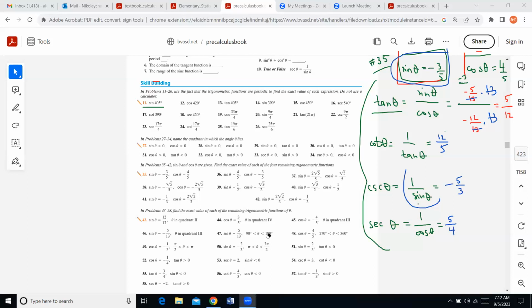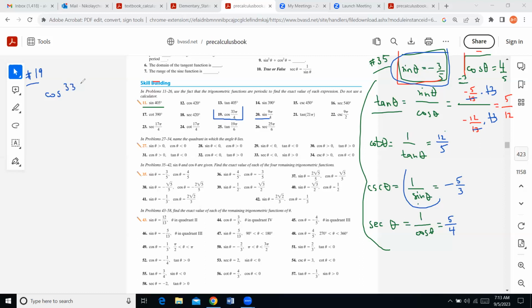How about if I try one from the first group? Let me try one with pi for a change. So how about number 19? And then I'll ask you to do number 20 for a little quiz. So I'll do number 19. This is something that asks for cosine of 33 pi over 4.